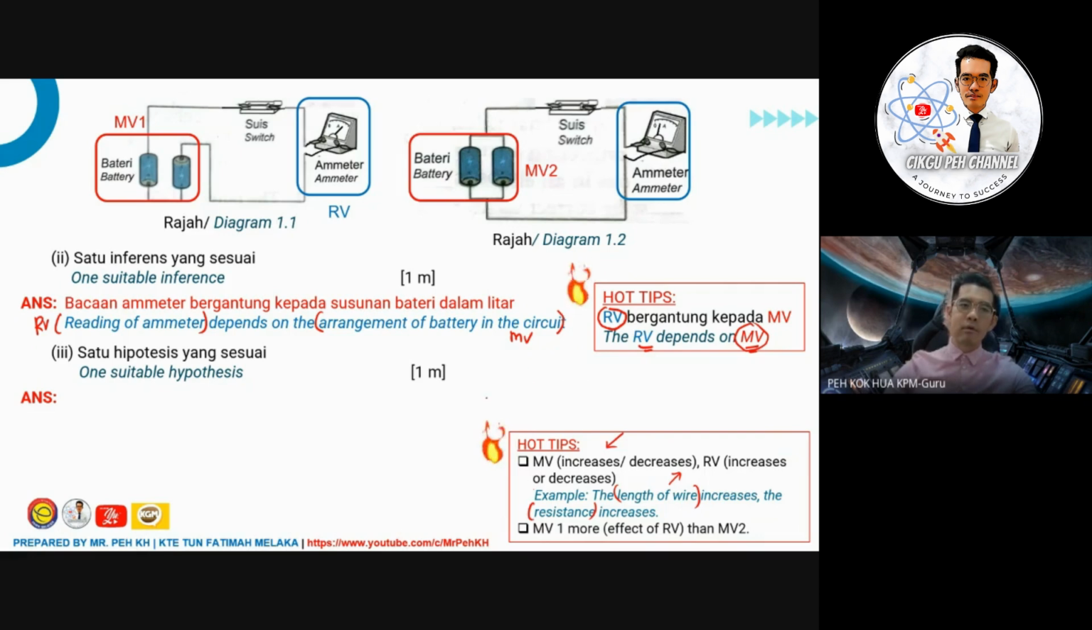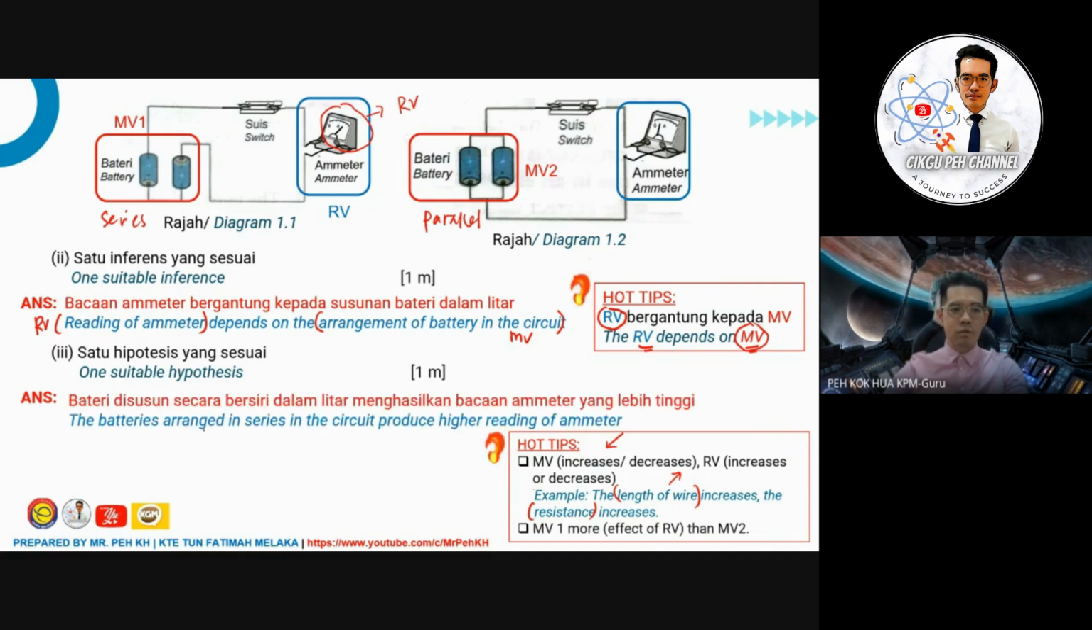Here MV1 will be the arrangement of the battery in series. MV2 will be the arrangement of the battery in parallel. The effect on the RV will be the reading of the ammeter here. So the answer will be like this: the battery arranged in series in the circuit produces a higher reading of the ammeter. So you actually can simplify it like this.